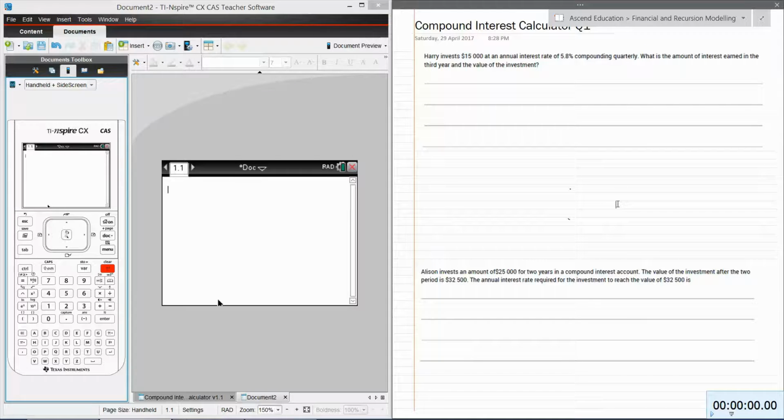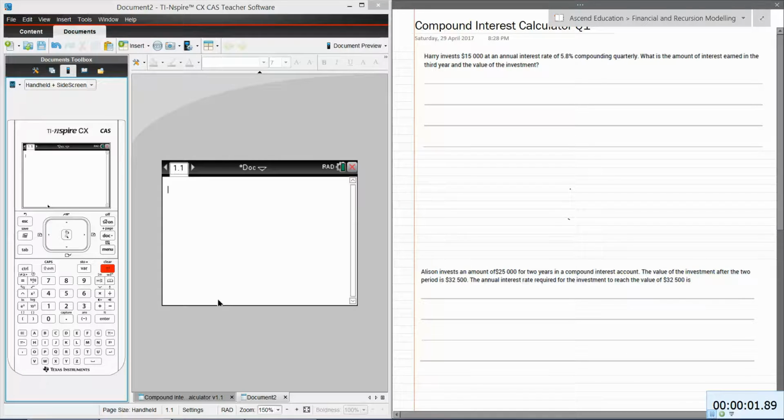So, we have Harry investing $15,000 at an annual interest rate of 5.8%, compounding quarterly. We're looking for the amount of interest earned in the third year and the value of the investment. So what we have to do is either generate the relation or the rule. Let's have a go at that.